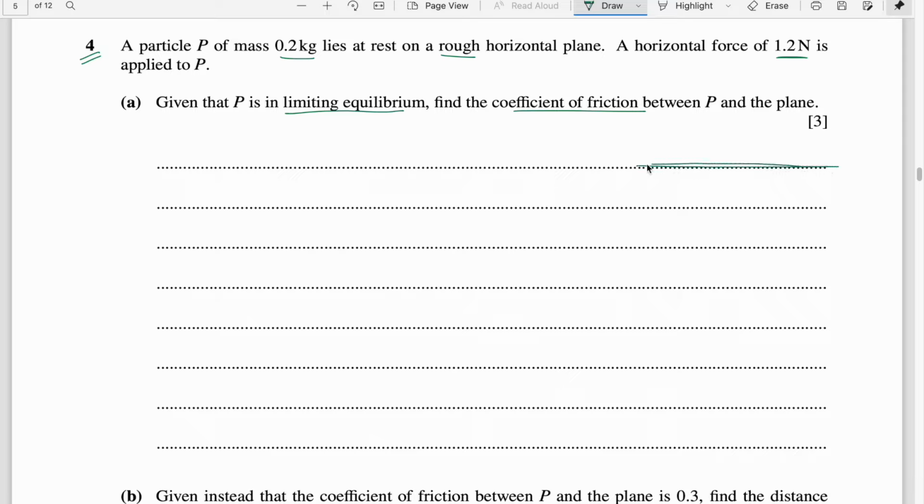So this is the scenario, that this is the rough horizontal plane. Particle P of mass 0.2 kgs would make 2 newton weight, and a force of 1.2 newtons is applied, and the frictional force should be in the opposite direction, and it is in limiting equilibrium, would mean that friction is equals to applied force. So mu R is equals to applied force, where mu is unknown, R is 2, 1.2. So mu comes out to be 0.6.